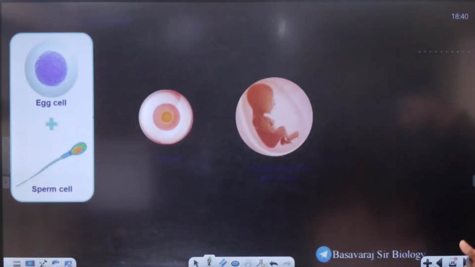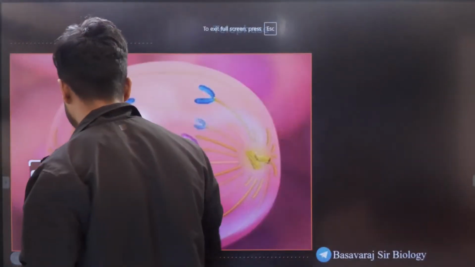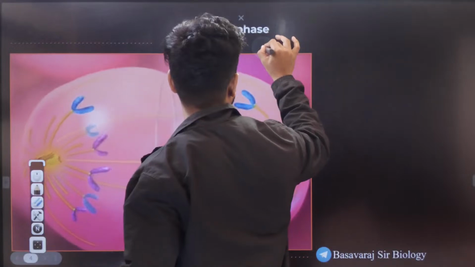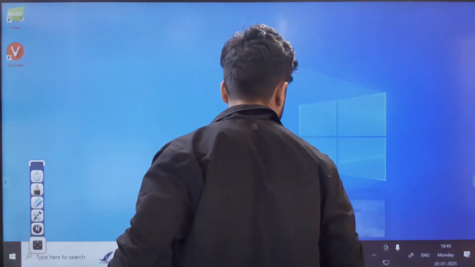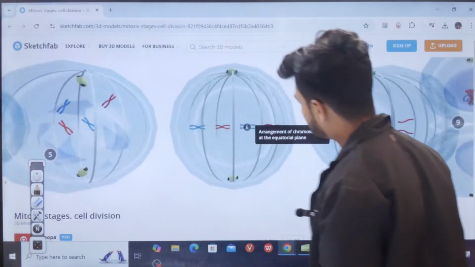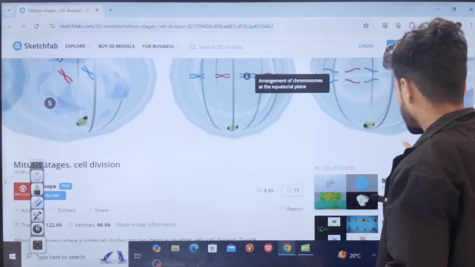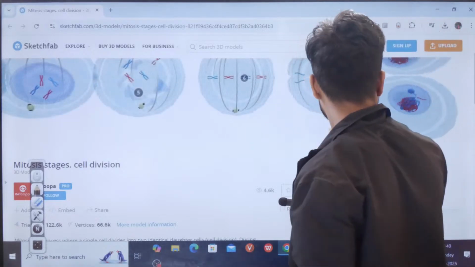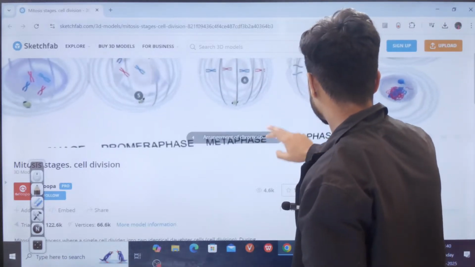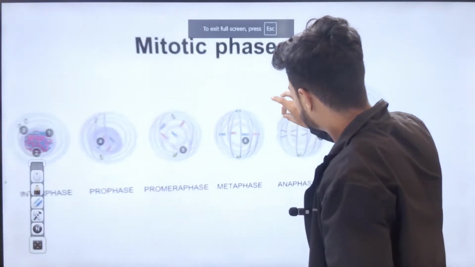Now, with that information out, mitosis is over, students. Mitosis is over right now. Okay. Now, students, let me show you a small thing here. Can all of you see this?